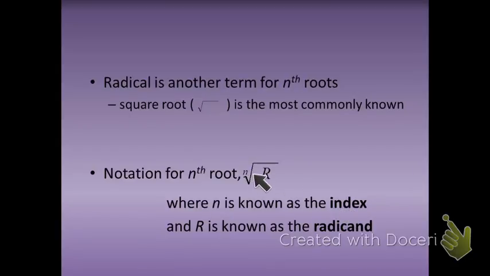Very important to understand what the index of a radical is. You haven't seen this yet unless you've worked with cube roots before. If you have, you've noticed there'll be a 3 here. That signifies a cube root. Square root doesn't have an index. It's assumed to be 2. So if you don't see it, it's a square root, and your index is 2.